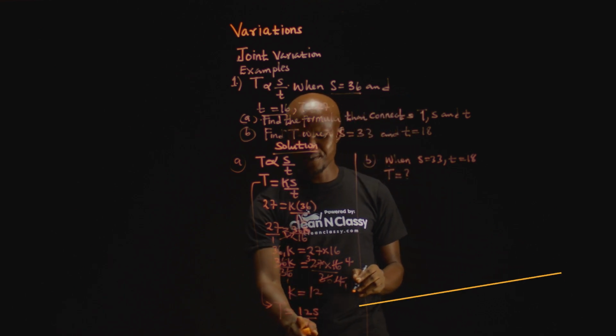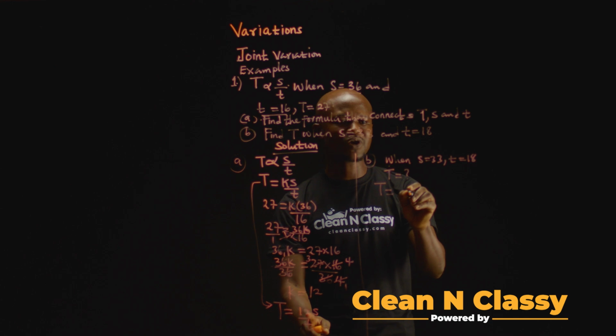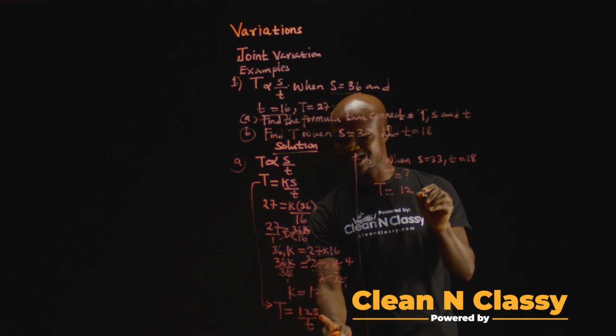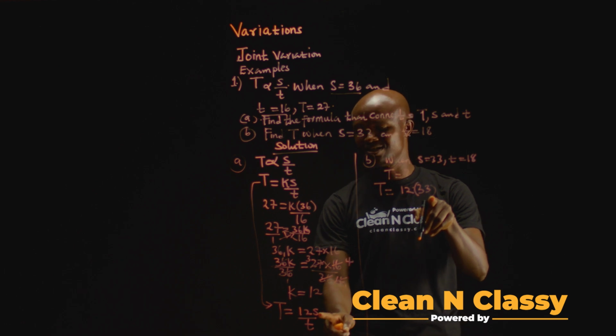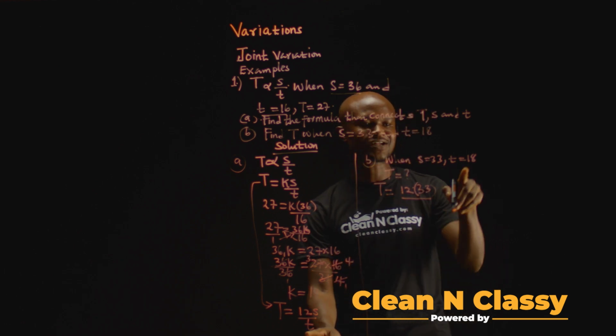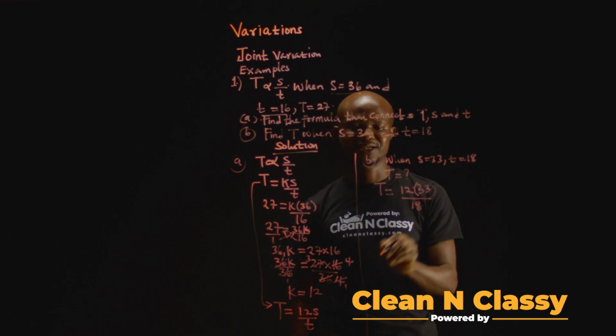So now from here, capital letter T will be equal to what? Anywhere we see x, we substitute x as 33. So this is 12 times 33, we have it here, divided by t. What is the value of t given? 18. Then what do we have?